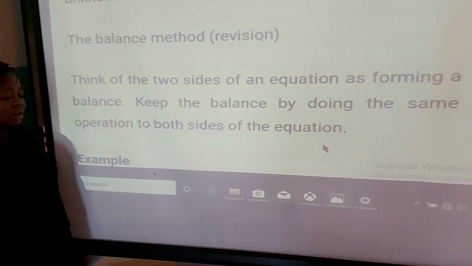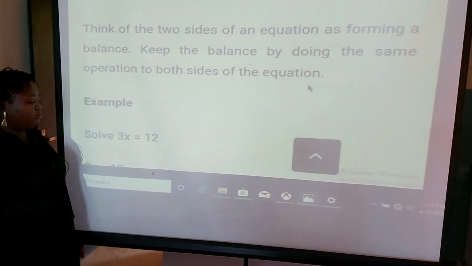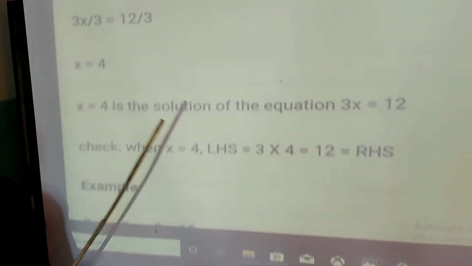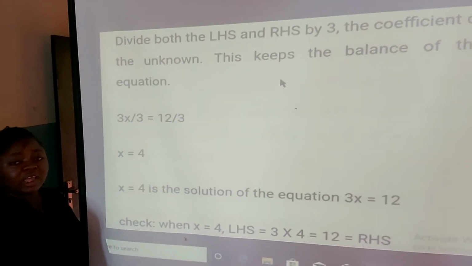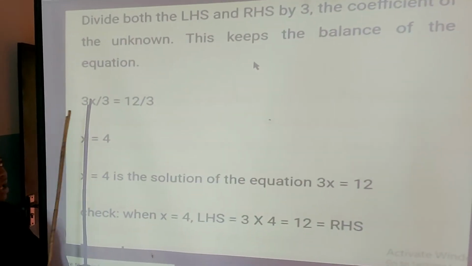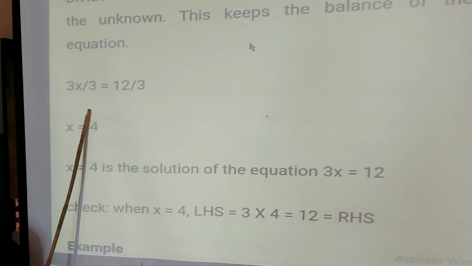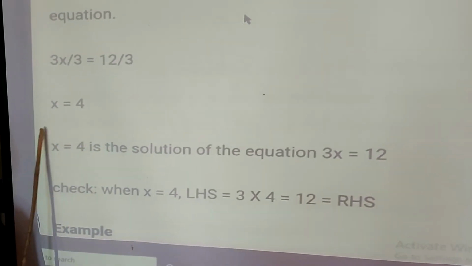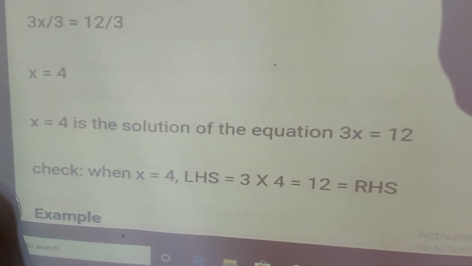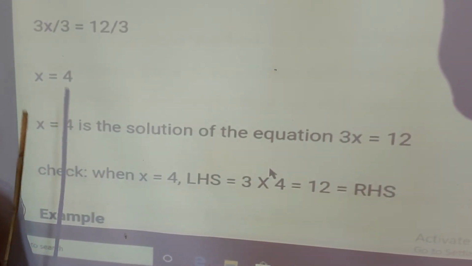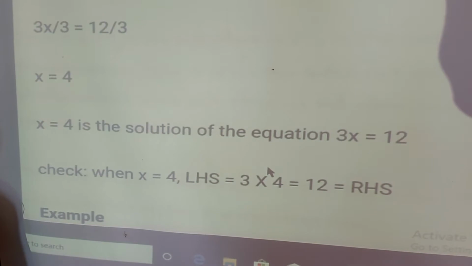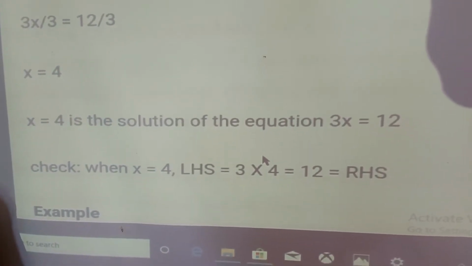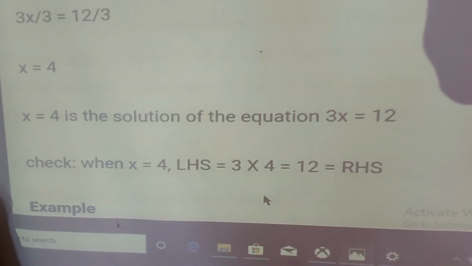An example is 3x equals 12. On the left-hand side of the equation, 3 is multiplying x. So to find the value of x, we have to divide both sides by 3. 3x divided by 3 gives x on this side, and 12 divided by 3 gives us 4. Therefore, x equals 4 is the solution of the equation. When we put x equals 4 on the left-hand side of the equation, it will give us 12, as seen in the check. When x equals 4, 3 times 4 will be equal to 12.